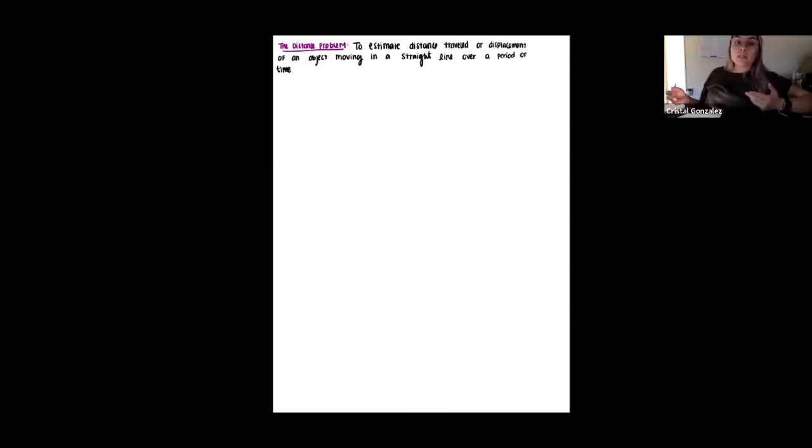Now, for displacement, I want you to think of this more as probably a physics problem or maybe even a chem problem, where you're displacing something, you're dropping something, and you want to know the distance that thing went. As long as it's moving in a straight line, then you can estimate how far it went. So that's exactly what we're going to do in this section.